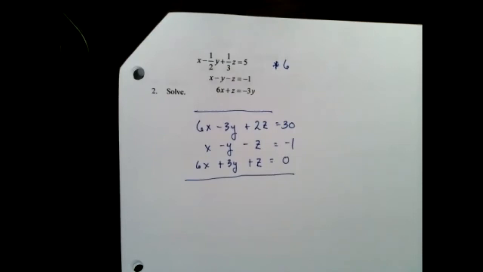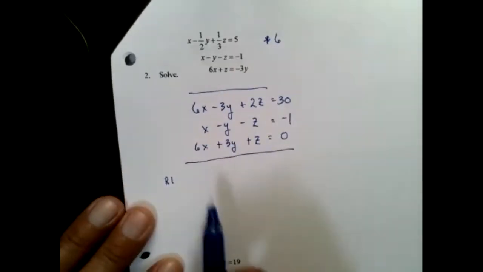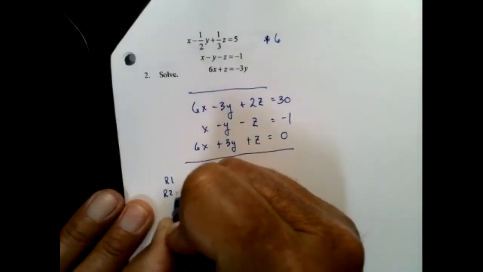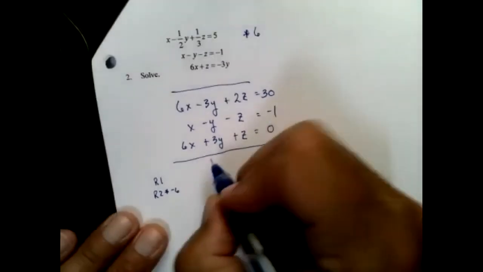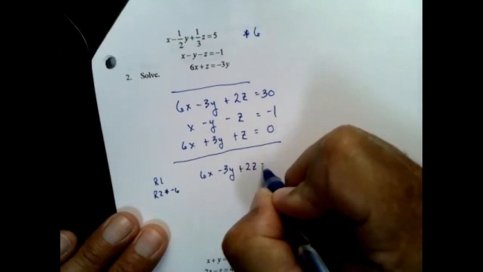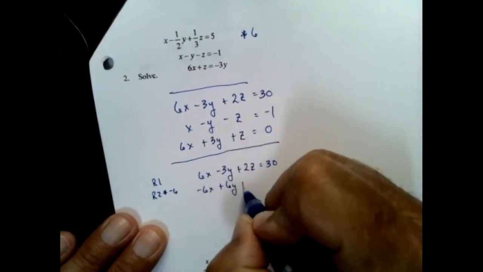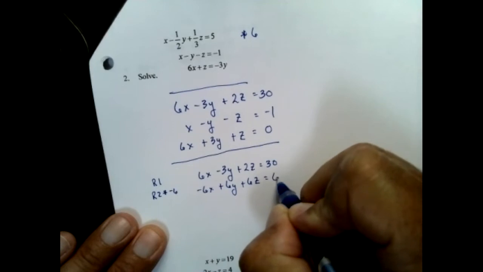Which one do I want to eliminate? Somebody have a choice? X. X, let's get rid of X. So what I'm going to do is take row 1, making a little note to myself, and row 2 times -6. So I get 6x minus 3y plus 2z equals 30. Negative 6x plus 6y plus 6z equals 6.